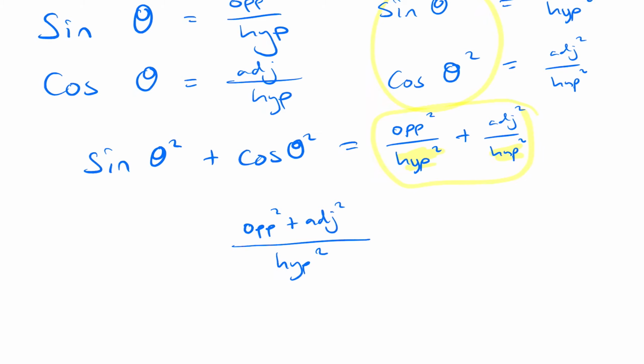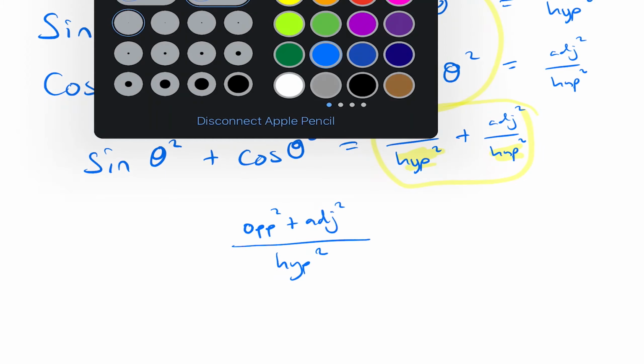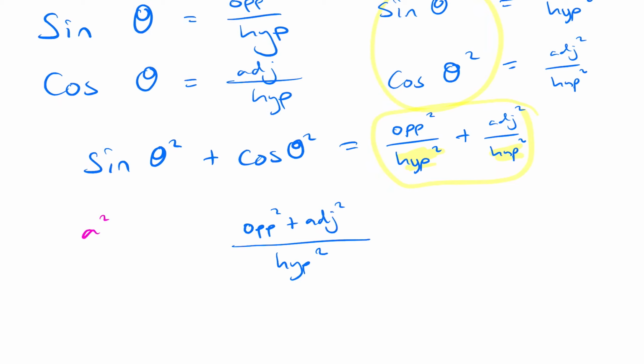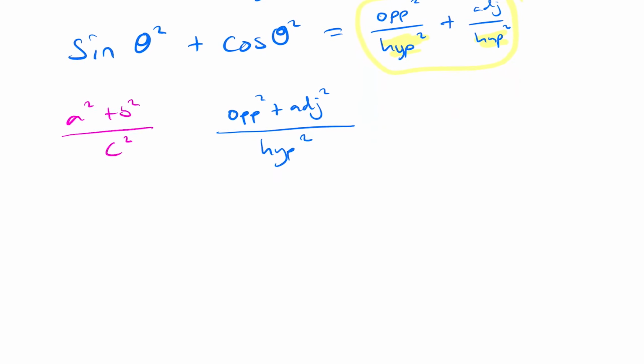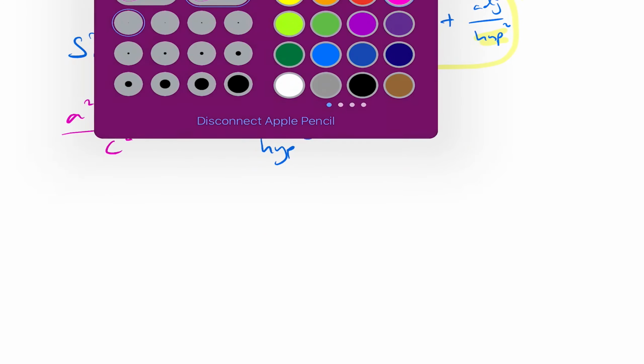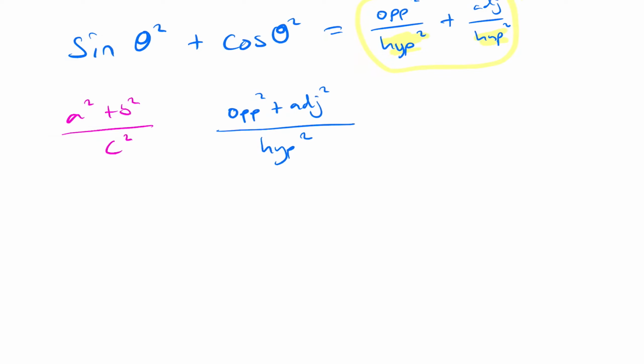Another way that you'd see this written is, in a different color, a squared plus b squared all divided by c squared, because they're taking a to be the opposite, b to be the adjacent, and c to be the hypotenuse, which is generally the convention, right? Okay, so here, let me write this out in a different color. What you want to do is you want to remember the Pythagorean, can't spell it, theorem.